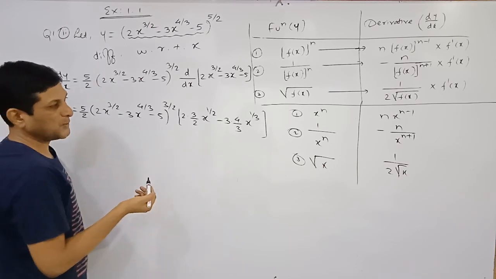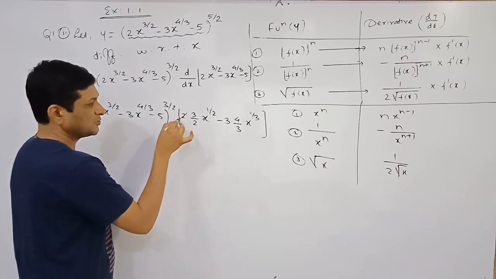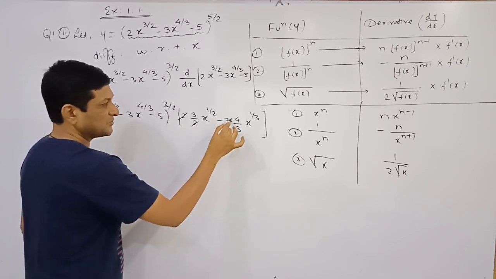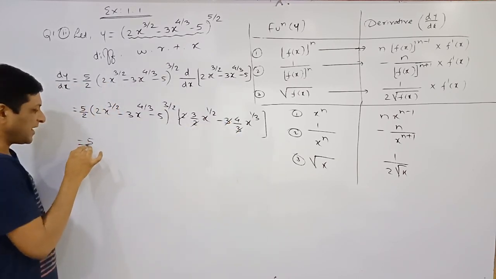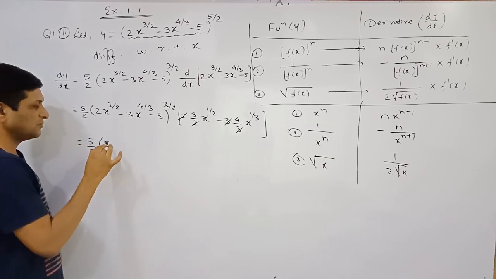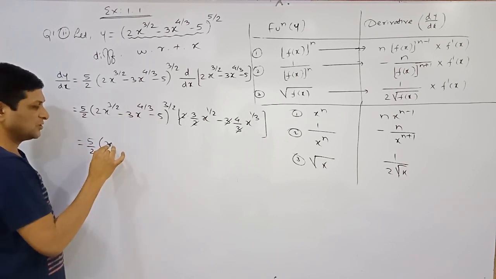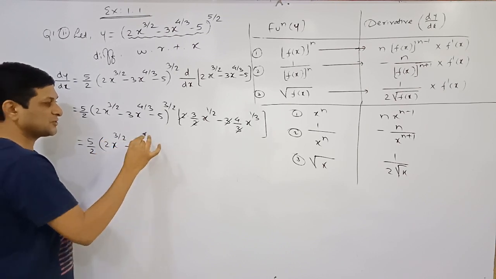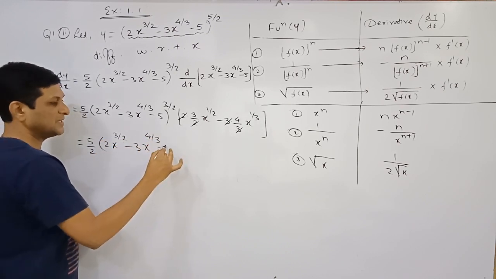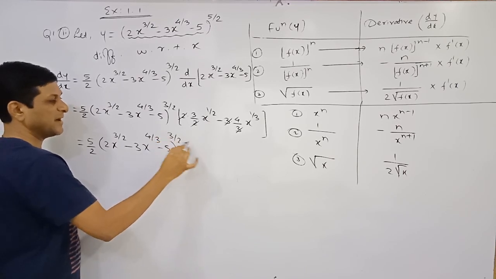Let us check, is it possible to simplify here? So 2 and 2 will cancel. Here 3 and 3 will also cancel. So it is equal to 5 by 2, keep it as it is, 2, keep this whole term as it is, 2 into x raised to power 3 by 2 minus 3 into x raised to power 4 by 3 minus 5 raised to power 3 by 2.